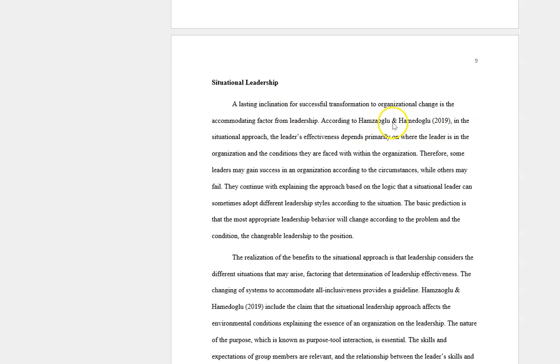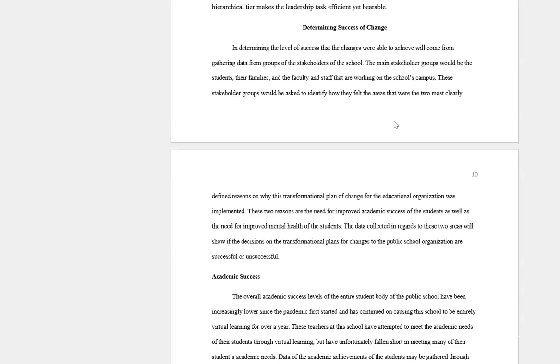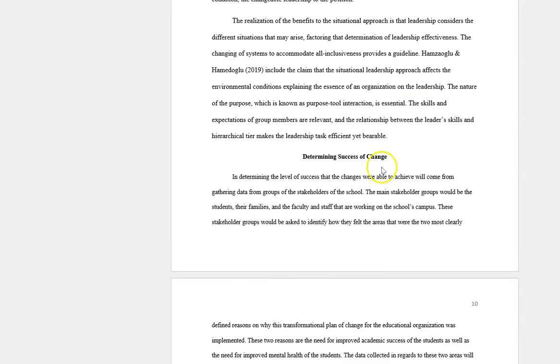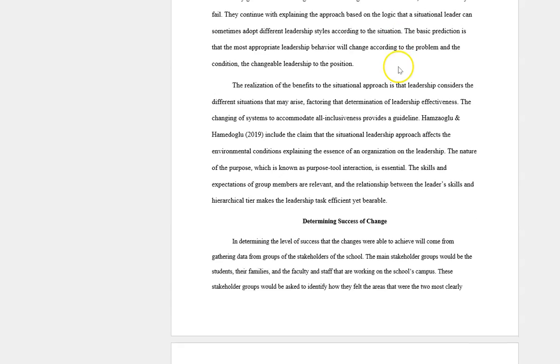Here's an accident. When you're using an in-text citation this way, you're connecting the authors with the actual word "and." The other way to do it would be to have the two authors in the parentheses, but you wouldn't use "according to." So make sure you watch my videos on using in-text citation, because here's an accident that I found just kind of going through this.